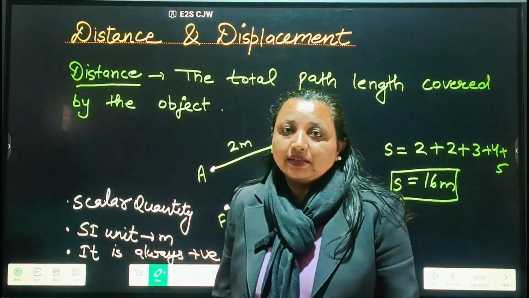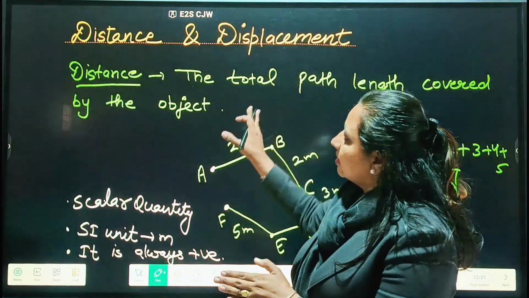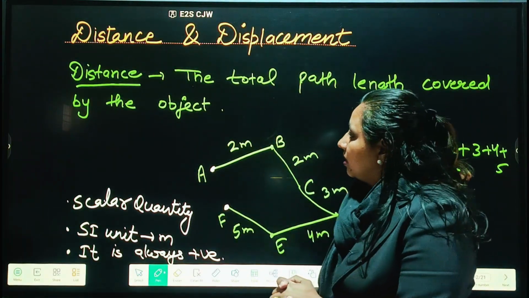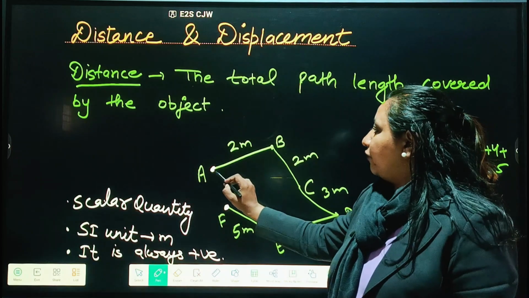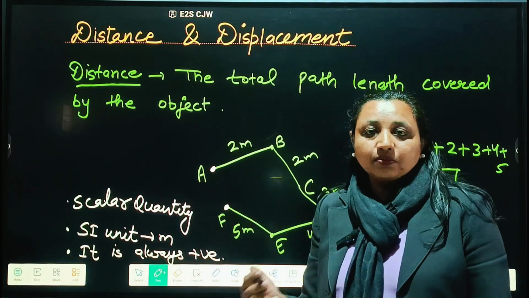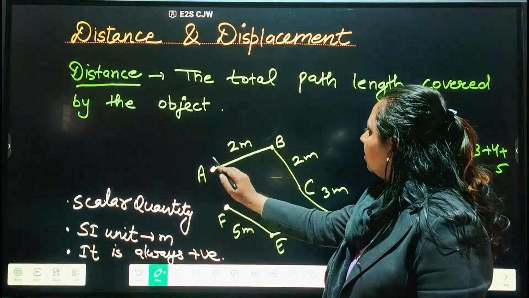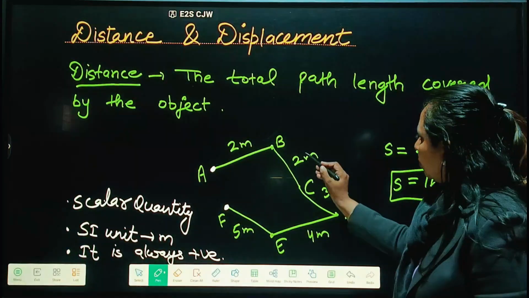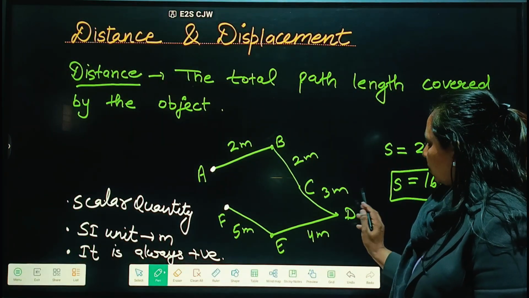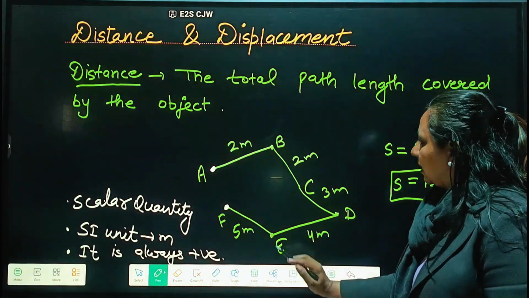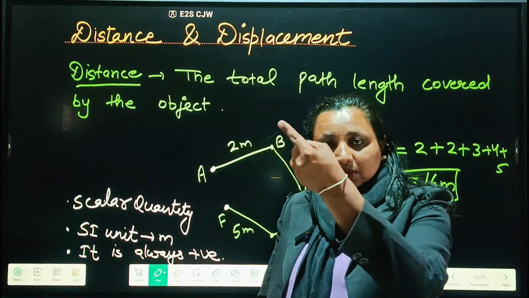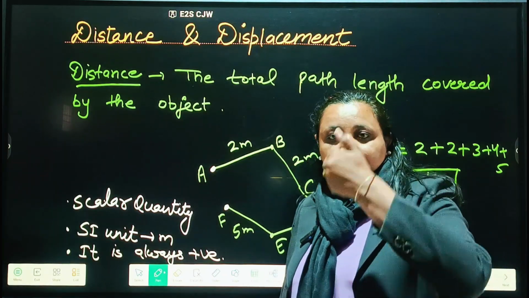Distance and displacement. So what is distance? Distance is the total path length covered by the object in a given interval of time. Suppose the object starts its motion from point A, goes to point B, 2 meters, then B to C 2 meters, then C to D 3 meters, then D to E 4 meters, then 5 meters. So what is the distance? Total path length. We add them all.